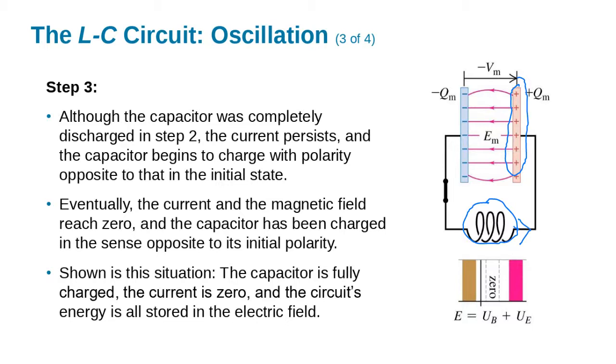Eventually the current and the magnetic field will reach 0, and the capacitor will be completely charged, but it'll just have the opposite polarity. So again, in this situation, the energy in the magnetic field is now 0. All the current has gone from the inductor, and the capacitor is now completely charged. If no charge was lost in the circuit, then all of that charge is now on the opposite plate of the capacitor. And again, the total energy of the circuit remains constant throughout this process.